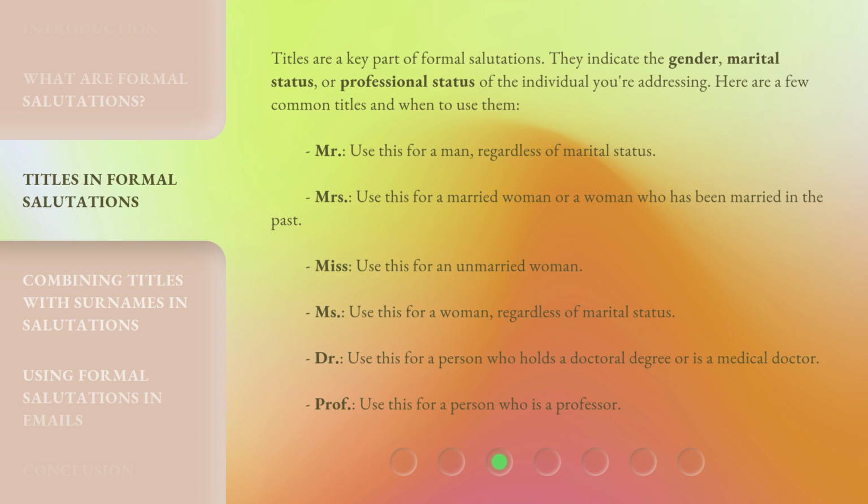Mr. Use this for a man, regardless of marital status. Mrs. Use this for a married woman or a woman who has been married in the past. Miss. Use this for an unmarried woman. Ms. Use this for a woman, regardless of marital status.